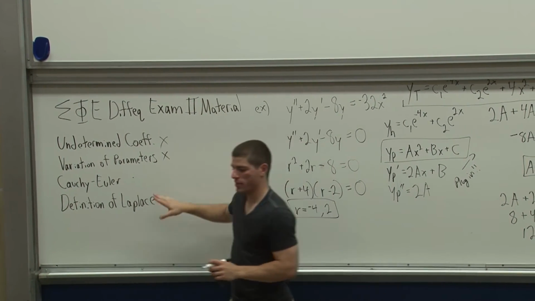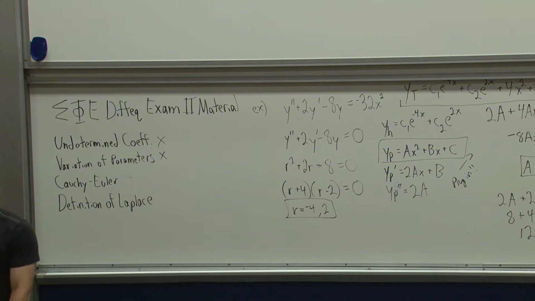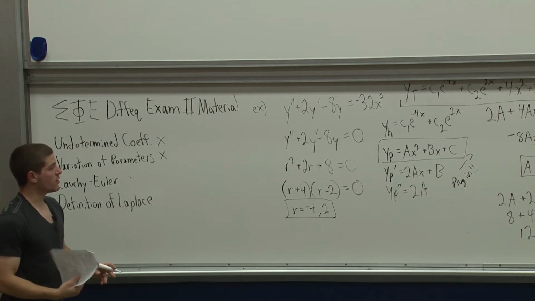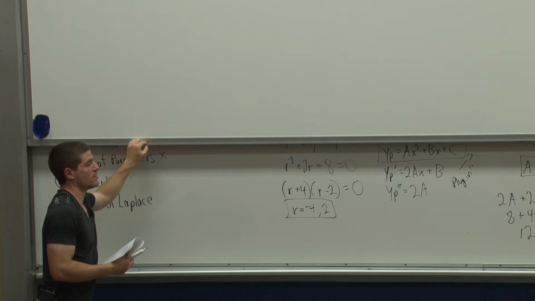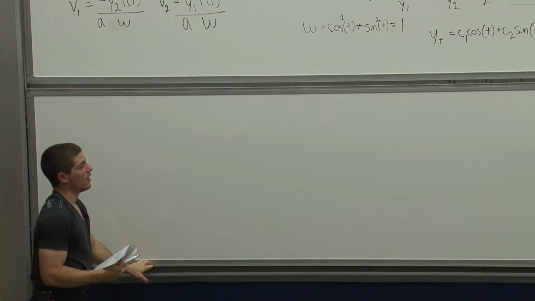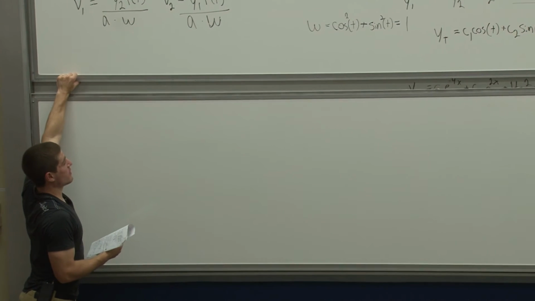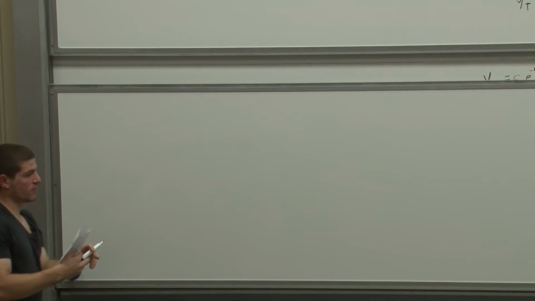So now we did variation of parameters. Cauchy-Euler, good old Cauchy-Euler. Two mathematicians got together and made this crazy homogeneous stuff.